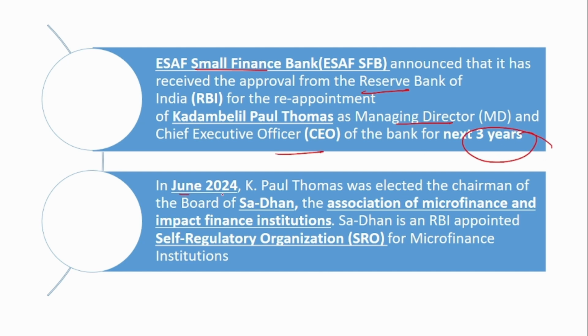In June 2024, K. Paul Thomas was elected as the chairman of the board of Sadhan. Now, what is this Sadhan? Sadhan is an RBI appointed SRO, that is a self-regulatory organization for microfinance institutions. For that, the board was there, and the board chairman was appointed as K. Paul Thomas, who is the MD and CEO of ESAF Small Finance Bank.